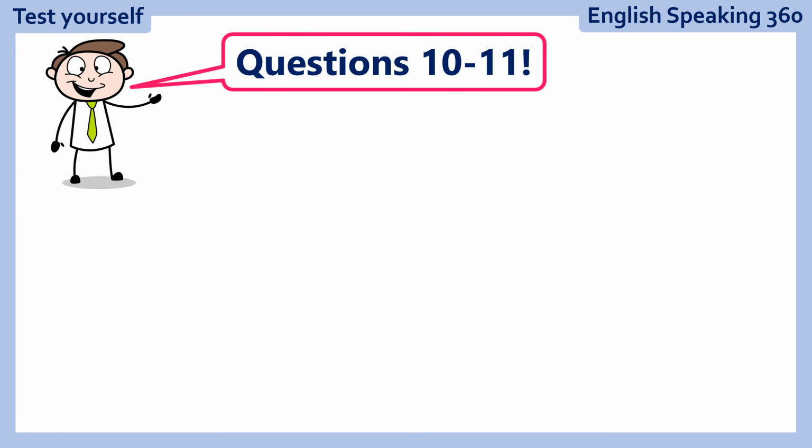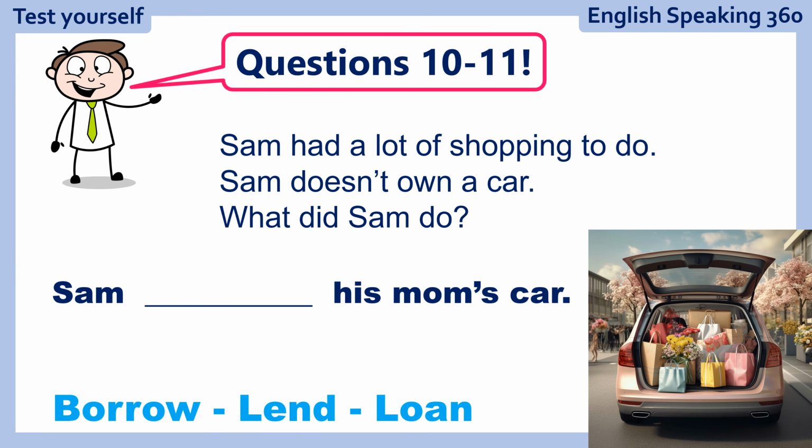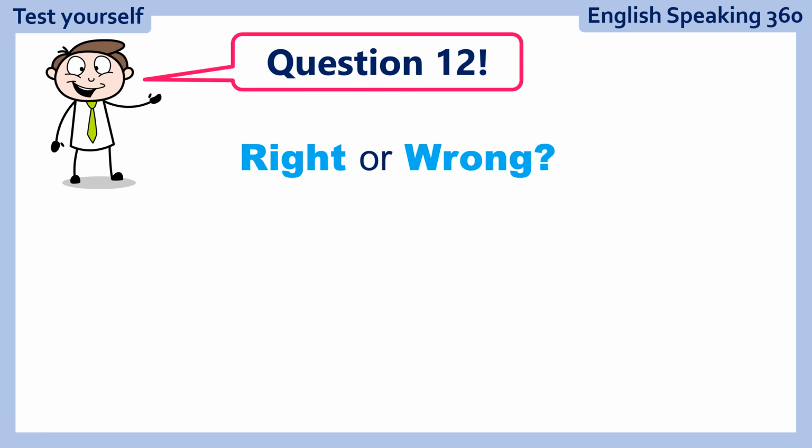Questions 10 and 11. Sam had a lot of shopping to do, but Sam doesn't own a car. What did Sam do? Sam blank his mom's car. Ready? Sam borrowed his mom's car. His mom blank him her car. You ready? His mom lent him her car.